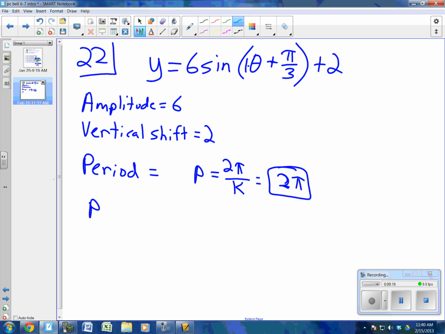And the last thing is the phase shift. We have that formula, phase shift equals C over K. So what is C? Actually, it's a negative pi thirds, right? Because remember in the general form it's minus that number, so minus a negative pi thirds, divided by K, which is 1. So it's just negative pi thirds, right?